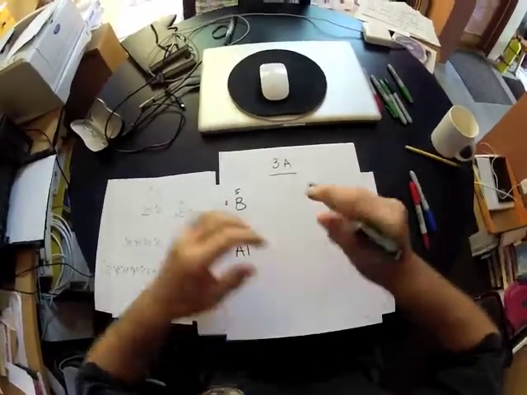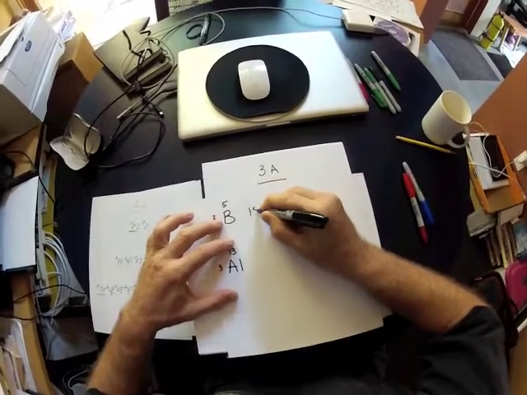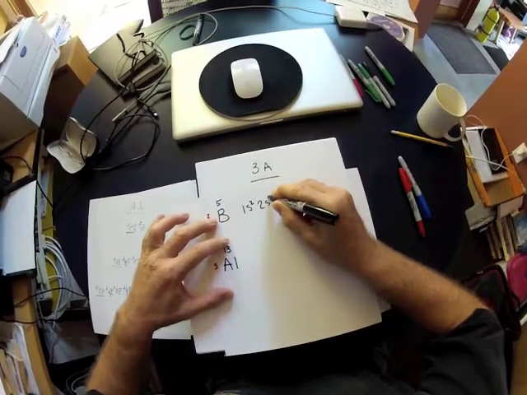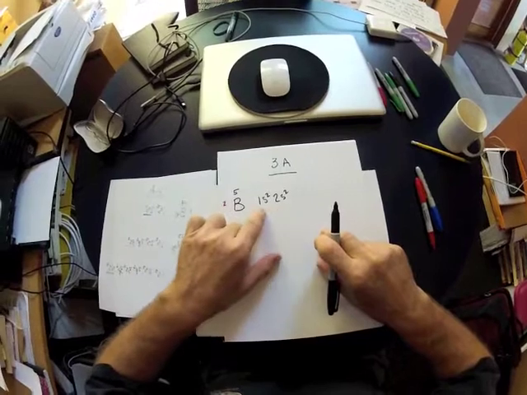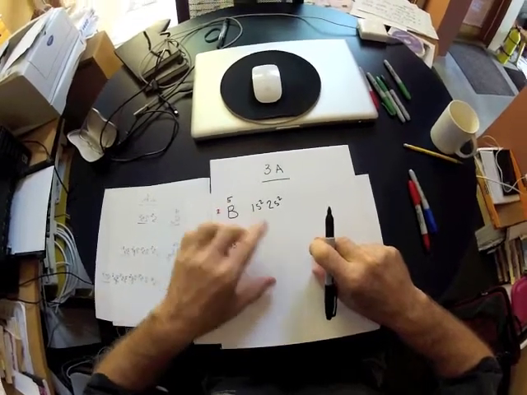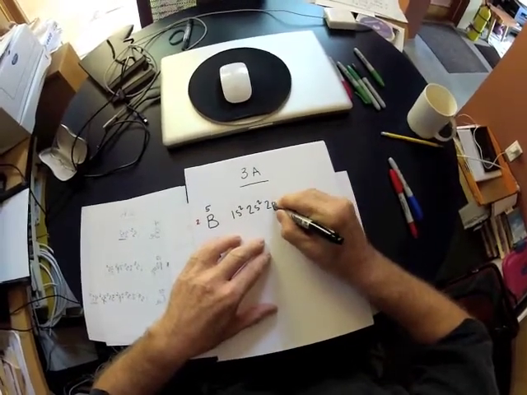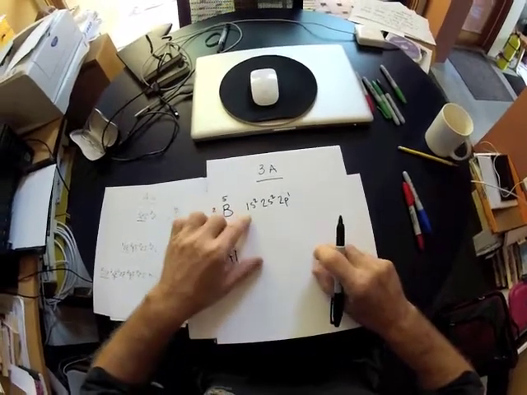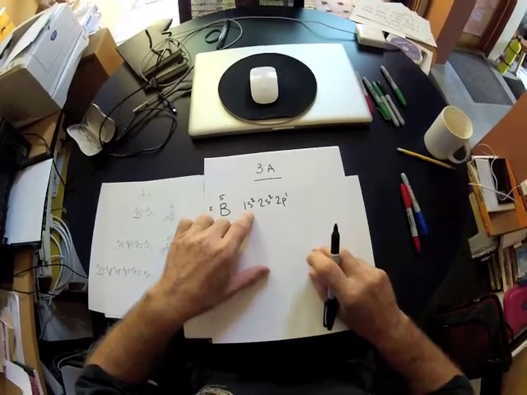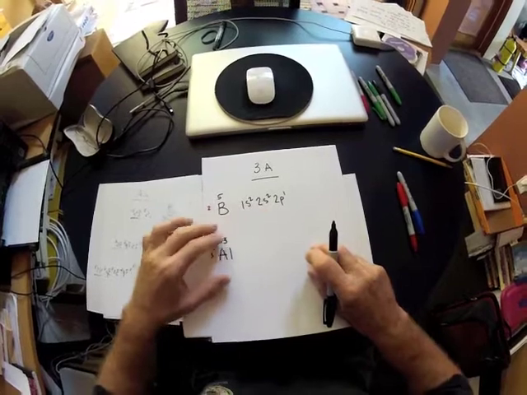Okay, the electron configuration for boron is going to be 1s2, 2s2. All right, let's see how many electrons we've used. This is a total of 4. So we have 1 left, and it will go into the p shell. All right, so the electron configuration for boron is 1s2, 2s2, 2p1.